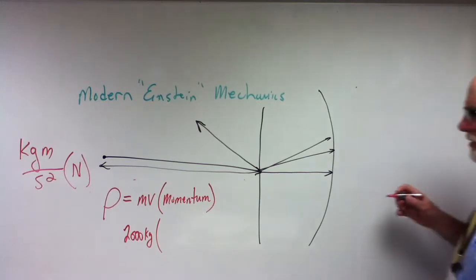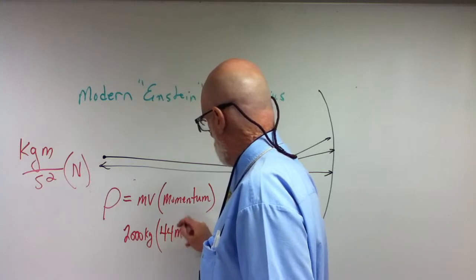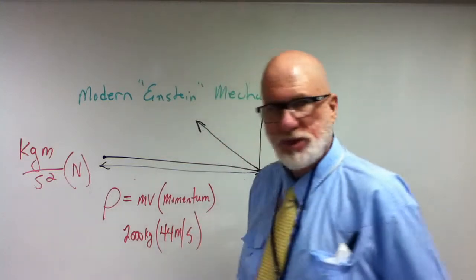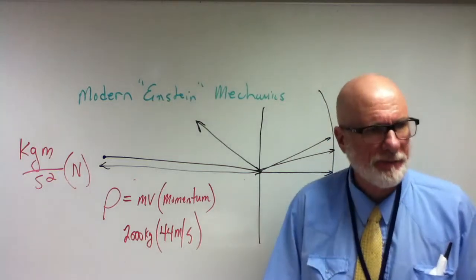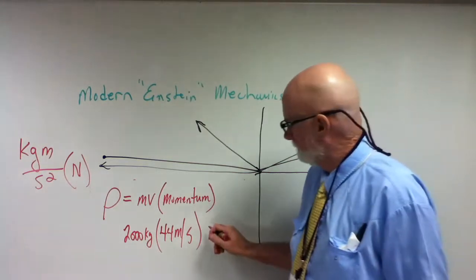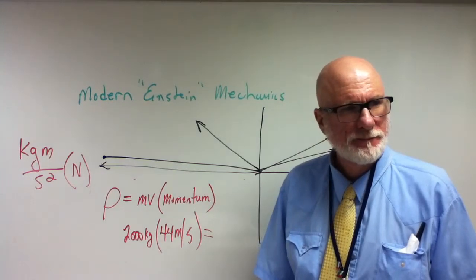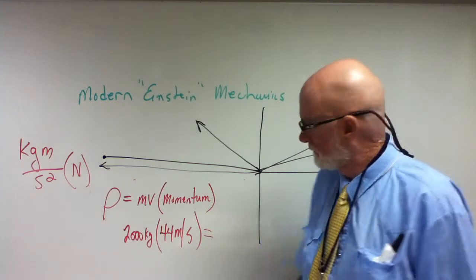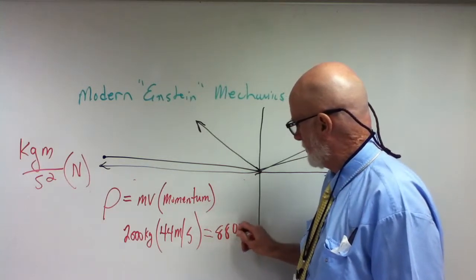So 44 meters per second. So what is 2,000 times 44 meters per second? 88,000. What is it? 88,000. 88,000? Yeah.